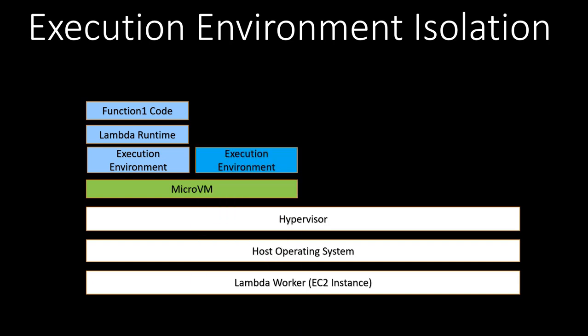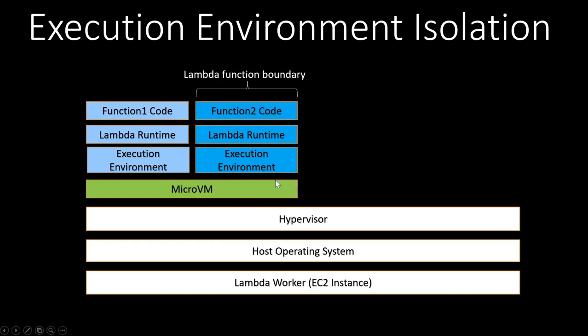Similarly, for another function, we will have an execution environment above the micro VM, and then a Lambda runtime for this function and the actual function code. So this is the Lambda function boundary. For each Lambda function, we have a separate Lambda runtime and a separate execution environment. Similarly, for function 1, we have this function code, Lambda runtime and execution environment, which is a separate Lambda function boundary. So these two execution environments do not interfere with each other.